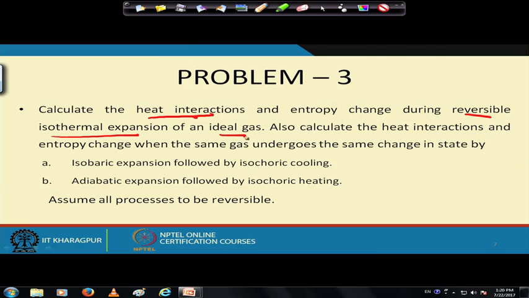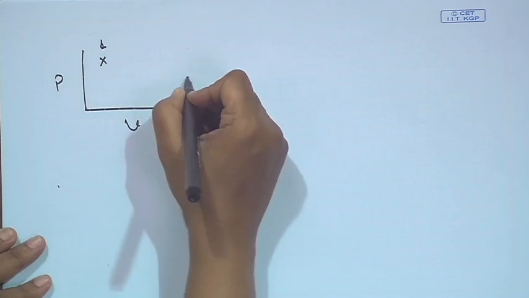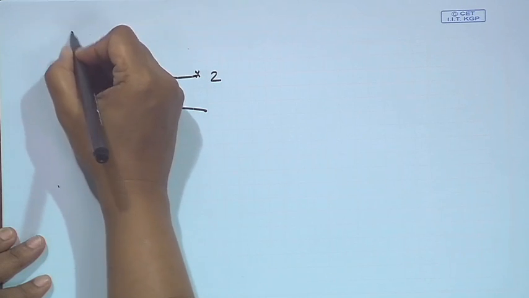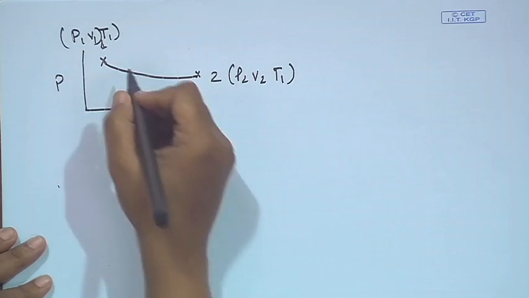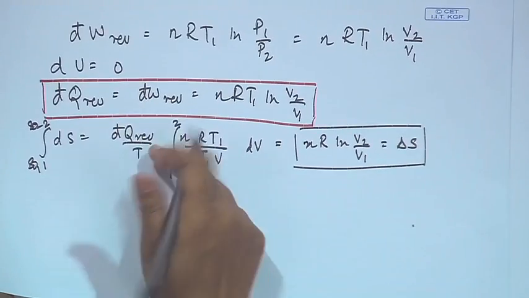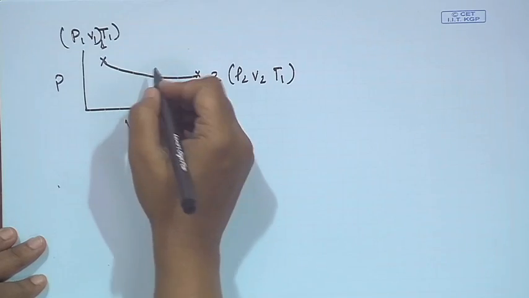But this was pretty simple, and the problem does not end here. We are required to find out the heat interactions and the entropy changes for two other processes, provided the initial and final states are the same. What are the two other processes? They are isobaric expansion followed by isochoric cooling, and adiabatic expansion followed by isochoric heating, and all the processes have to be reversible. So, if we plot it for ease of visualization, this was state 1, this was state 2, this was the process which we performed. This was P1 V1, this was P2 V2, at T1 both. This process we have already performed, and we have found the heat interactions and the entropy changes. This is say process A.